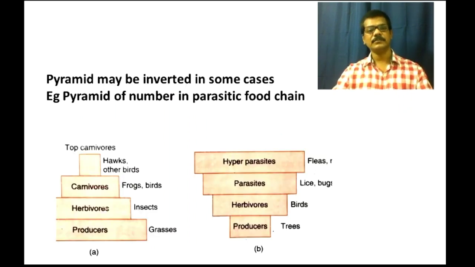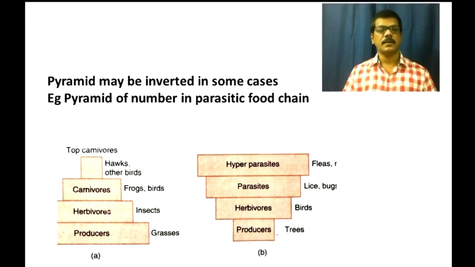So in the case of pyramid of number also, the pyramid of number may be inverted in some cases. If you consider a food chain like this, it's a parasitic food chain. You can see parasites as well as hyperparasites are present here.